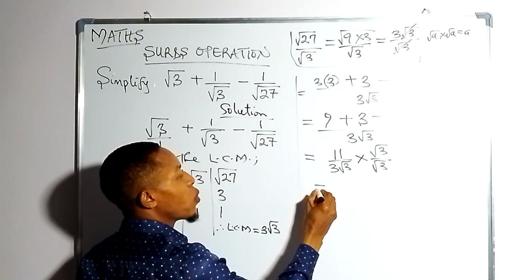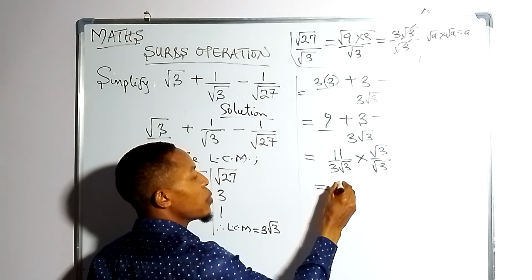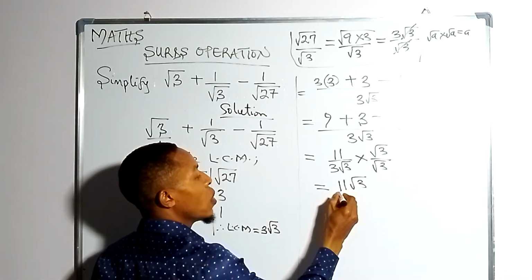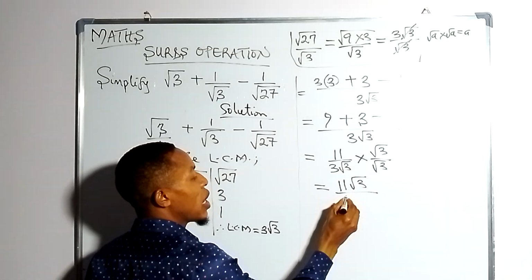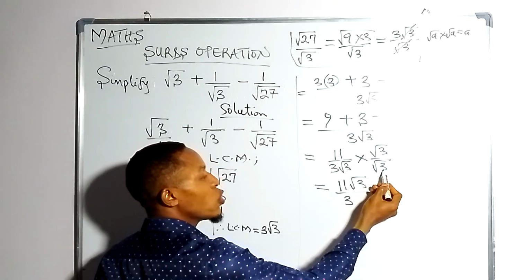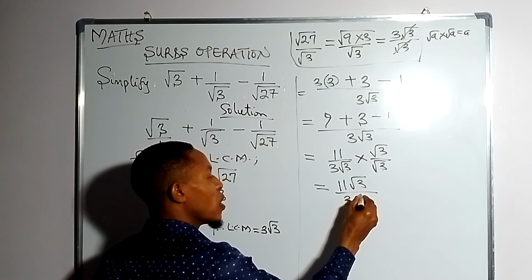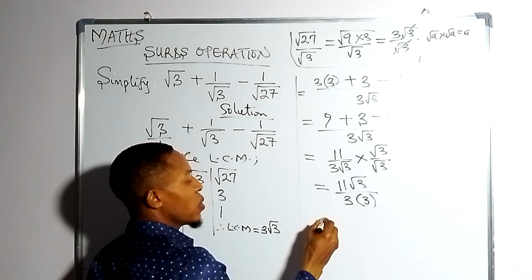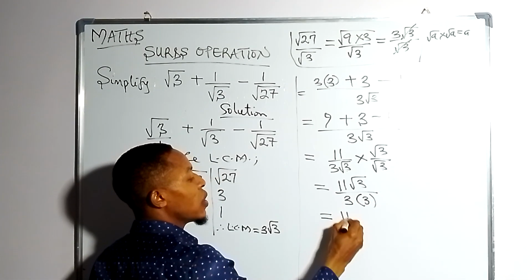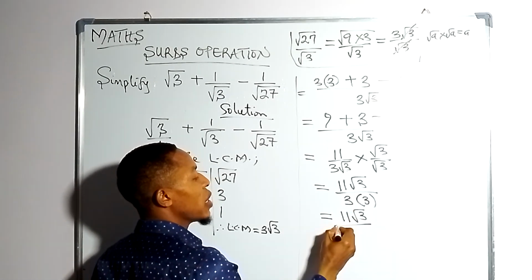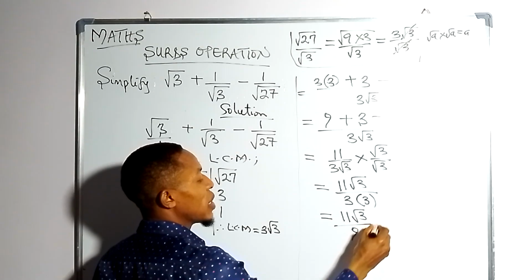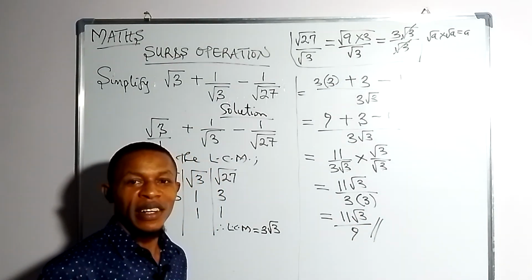So when we multiply them, we're going to have 11 times root 3, which gives me 11 root 3, all over, remember, I have 3 here, root 3 times root 3. I told you root A times root A is A. So root 3 times root 3 will give me 3. So in the final step, I'm going to have 11 root 3 divided by 3 times 3, which is 9. And this is our answer.